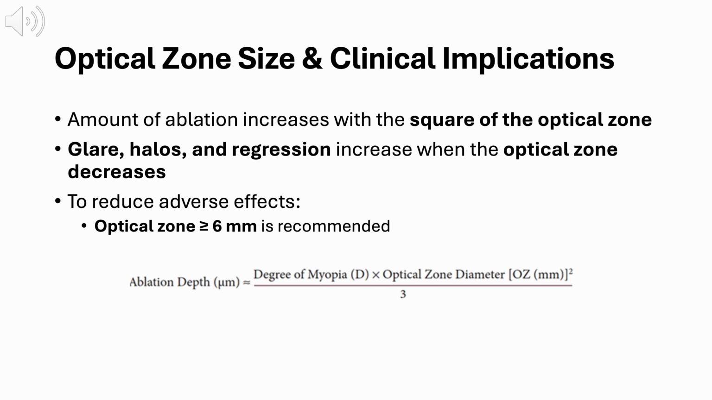Clinically, this is why we generally aim for an optical zone of at least 6 millimeters whenever corneal thickness allows. Larger optical zones improve quality of vision, but they also consume more tissue, which limits how aggressive the correction can be. Ultimately, optical zone selection is a balancing act between optical quality and biomechanical safety, and this balance is central to refractive surgery planning.